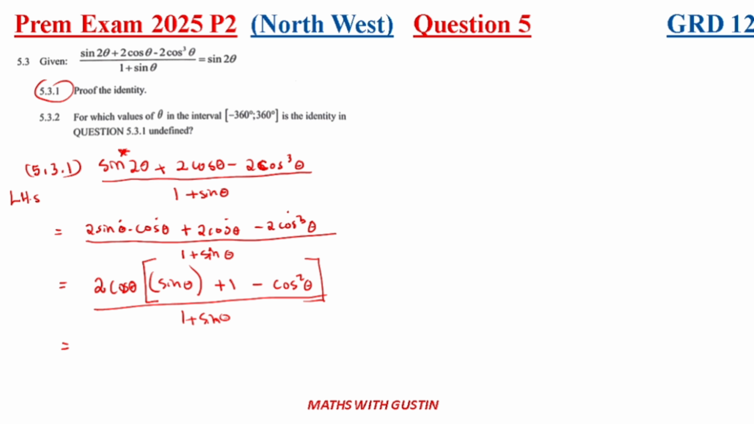Okay, let's see. That 1 minus there can give us sine. 1 minus cos can give us sine squared. But how will that help us? That won't help us at all.